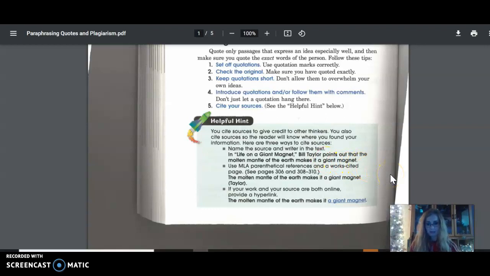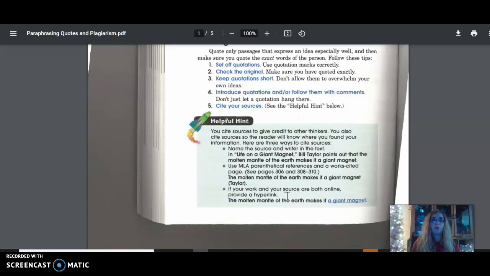And our next little square bulleted item here is, if your work and your source are both online, provide a hyperlink. I am not requiring my students to do that, so you don't have to worry about that. When you have your note cards, you have your source, and that's where you're going to put where you found the information along with the author if you happen to find the author's name. Sometimes, depending upon the website that you're using, you might not actually find the author's name. So it really just depends on the website in which you're looking at.